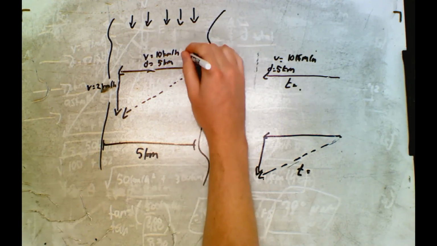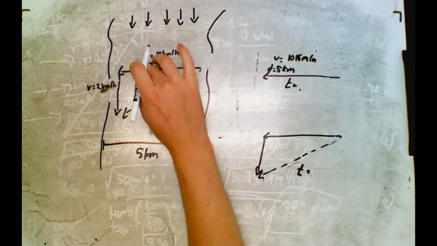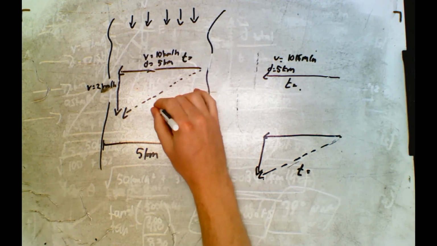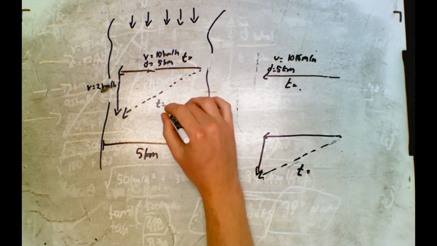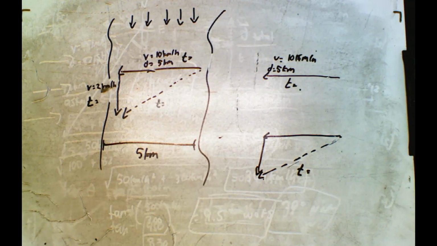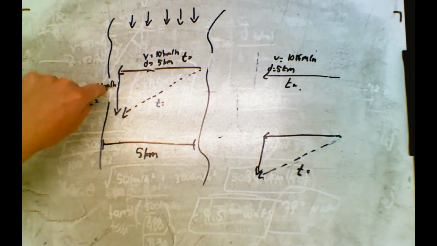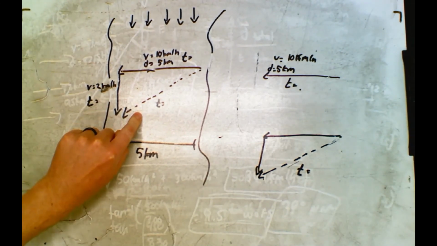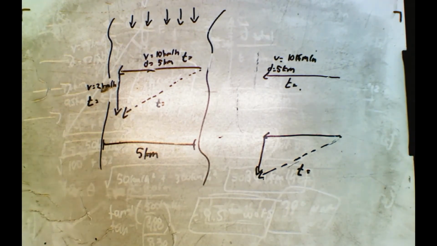So if we find the time that it takes to go straight across, it's going to be the same as the time it takes to go here. And it's going to be the same as the time that it takes to get pushed down river. So the time is the same in every single part of our triangle. So if we just find the time in one of the triangles, then we're good.